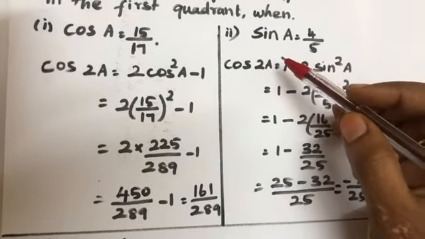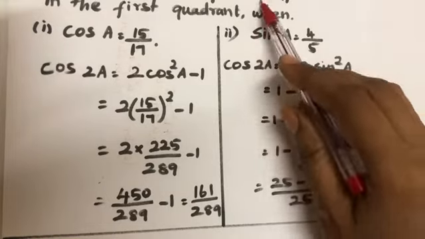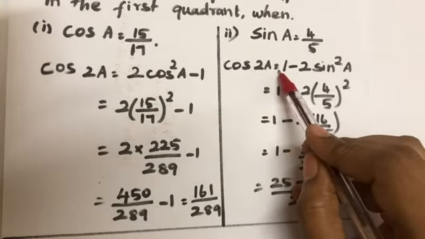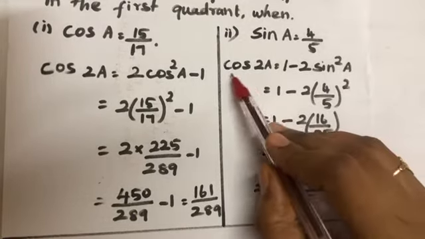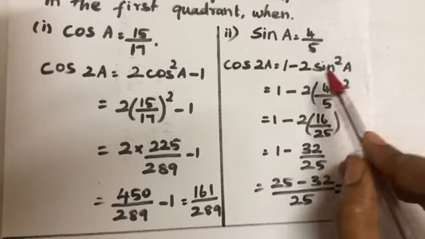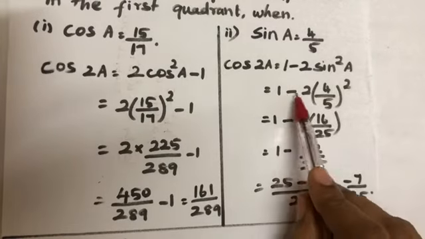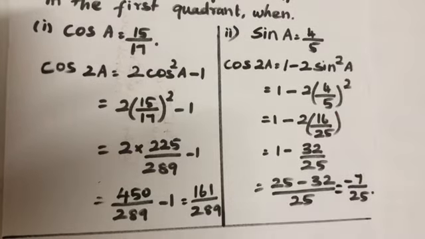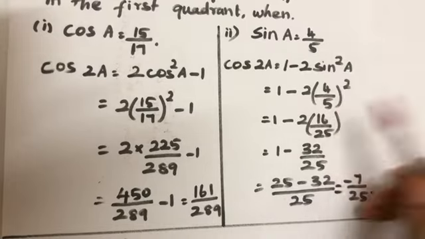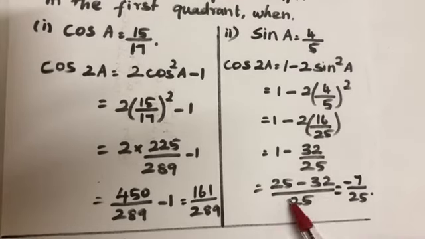Similarly, in the second subdivision, sin A value is given. What is sin A? It is 4 by 5. So we have to find cos 2A, in terms of sin A. Which formula can you choose? The cos 2A formula in terms of sin A, so that you can substitute this value. So 1 minus 2 sin square A, that is 1 minus 2 into 4 by 5 the whole square. 1 minus 2 into, 4 square is 16 and 5 square is 25, so it is 1 minus 32 by 25. After simplification you get minus 7 by 25.